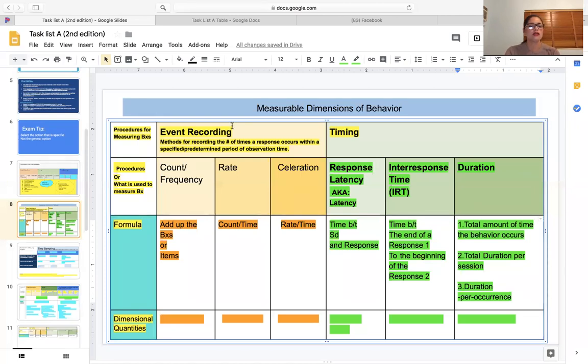Okay, so the other part is dimensional quantities. Do you guys know what dimensional quantities is?